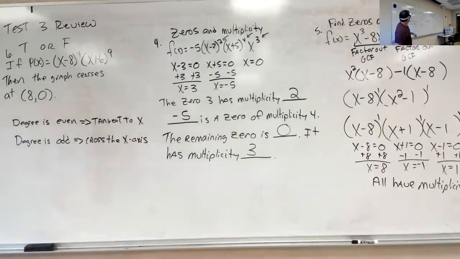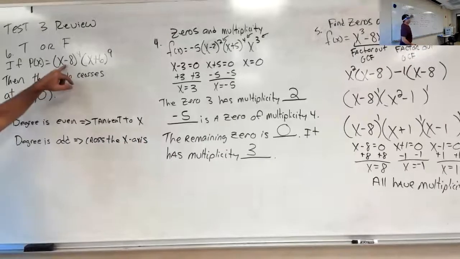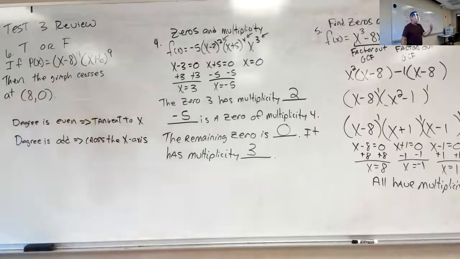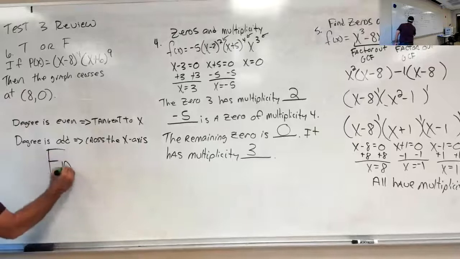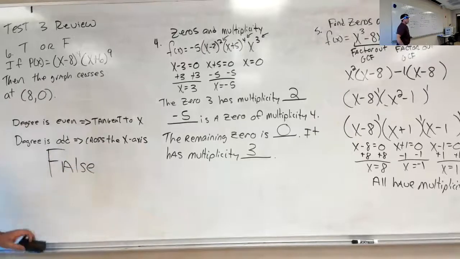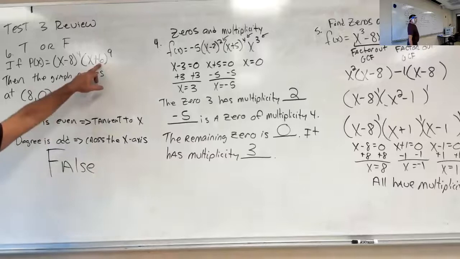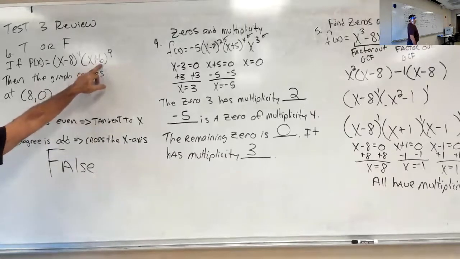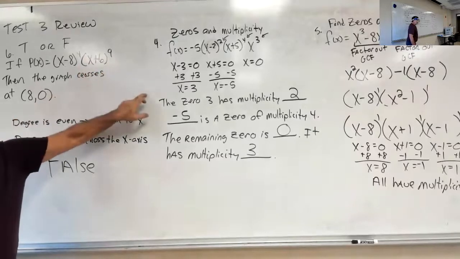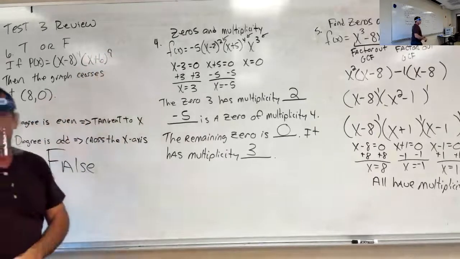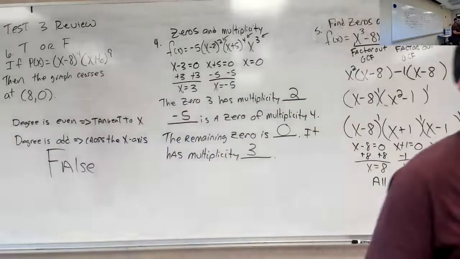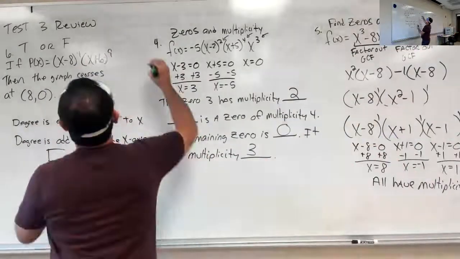Which means, if it's going to cross at 8, 0, it had to come from the factor x minus 8 to the 4th. But 4's even. So it doesn't cross. So it does not cross, which means this is definitely going to be false. Now, this one, the x plus 6 to the 9th, that would cross at negative 6 and keep on crossing through it, right? Because that's an odd exponent. So the one that's even would be the one you go off on that one.